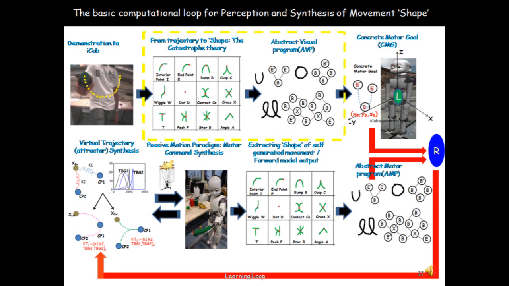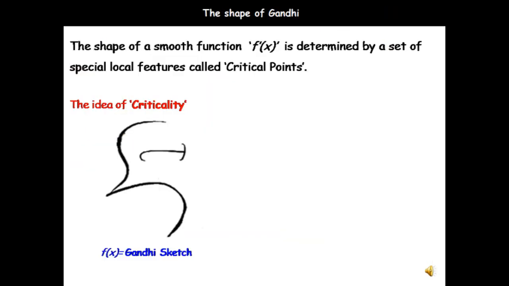To move from trajectory to shape, we basically use the catastrophe theory framework. So the idea behind catastrophe theory is rather simple. All that it says is that the shape of a smooth function is determined by a set of special local features which are called critical points.